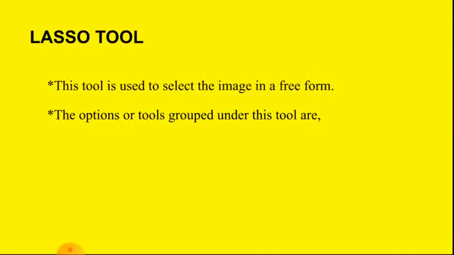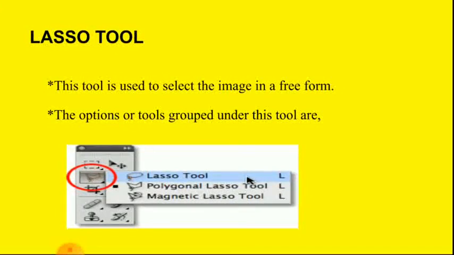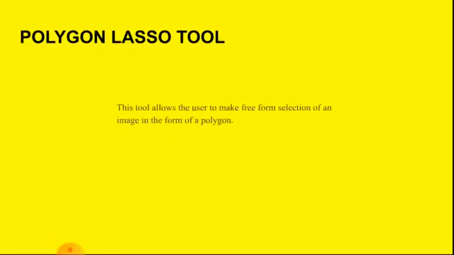Lasso tool. This tool is used to select the image in a free form. The tools grouped under this tool are polygonal lasso tool and magnetic lasso tool. Can you see the icon of lasso tool? Yes.